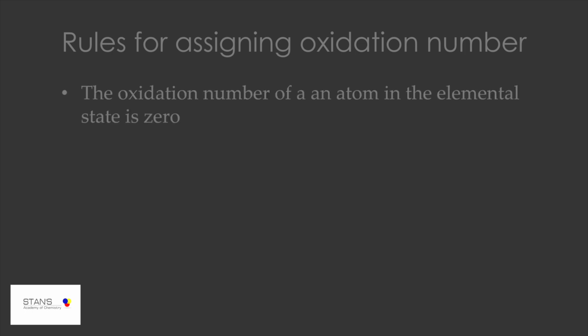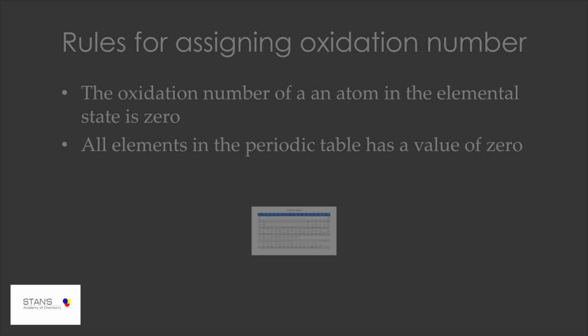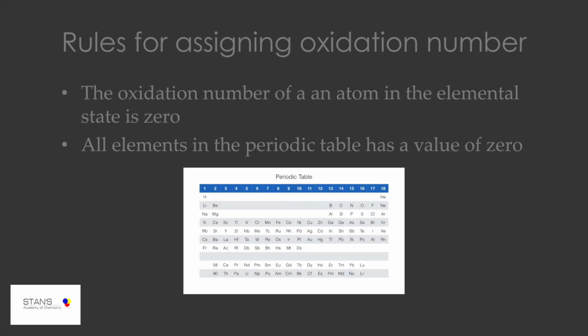The oxidation number of an atom in the elemental state is always 0 because it has the same number of protons and electrons. So if you look at this periodic table, any element that you take, since they have the same number of protons and electrons, will have a 0 oxidation state. So in an uncombined state, all elements have 0 oxidation state.